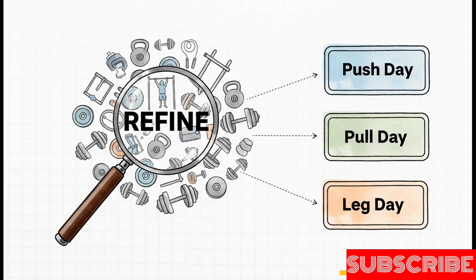But when you get the output back, there's a problem. The AI gave you all the right exercises, sure, but it didn't group them by day. They're not organized into push day, pull day, and leg day, which is kind of the whole point of a PPL routine.